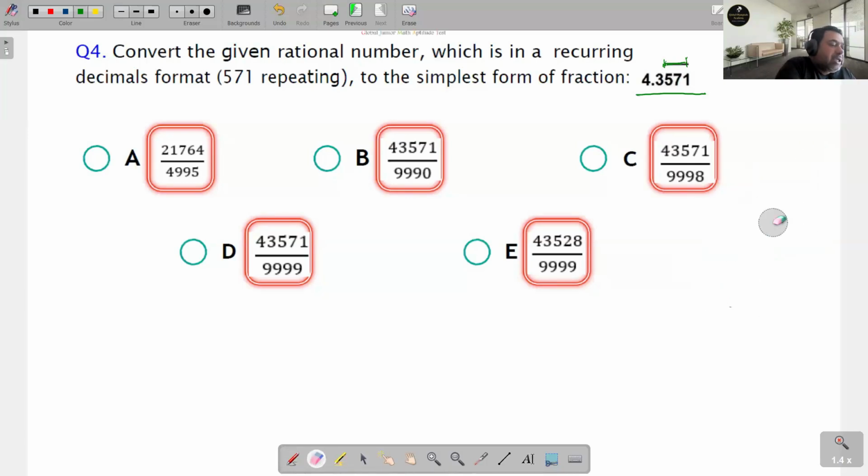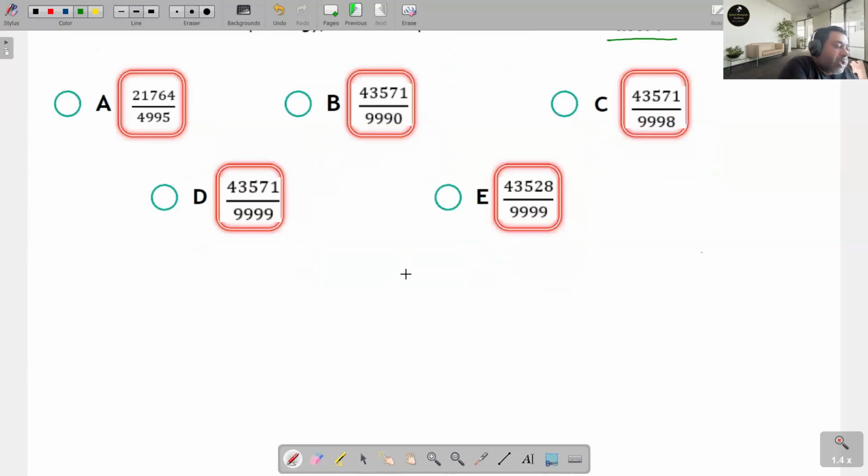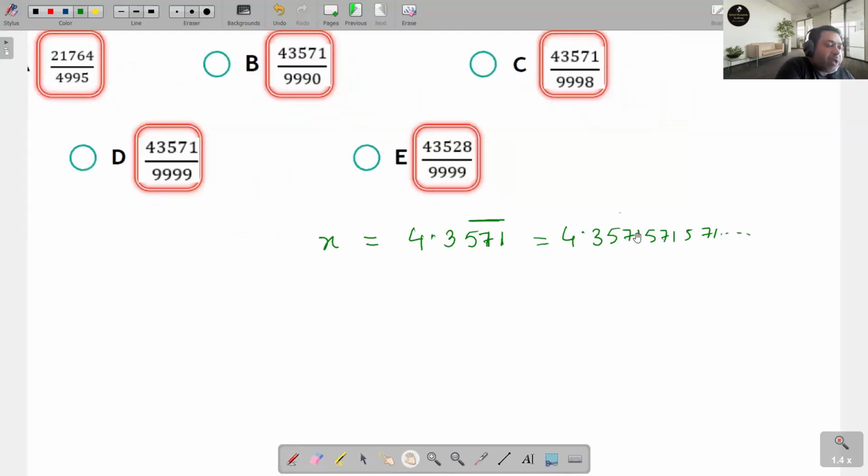So in this case, this number which we have here, let's call it x, and x is equal to 4.3571 and a bar is given. So the recurring part starts from 5 and it ends at 1, which means that this number looks somewhat like this: 4.3571, then again a 571, and then again a 571, and so on and so forth. All right. So to do this problem, first we are going to multiply this by 10,000. We're going to multiply this by 10,000.